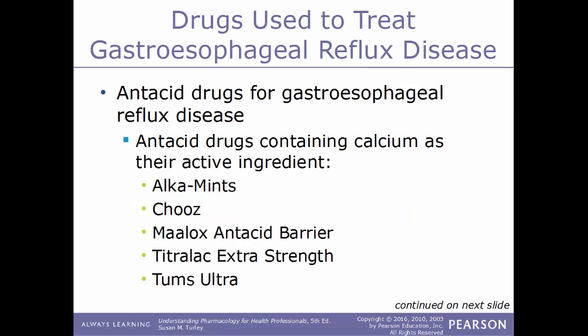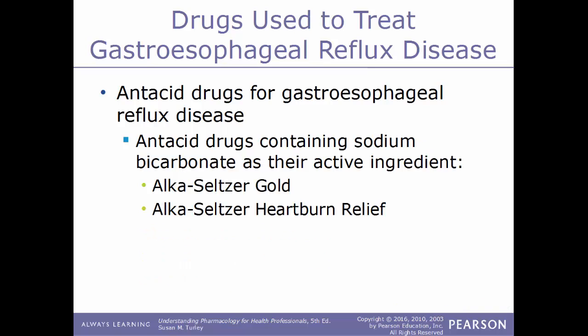Now, antacids that contain calcium as their active ingredient would include Alka-Mints or Chews or Maalox antacid barriers, Titralac extra strength, or Tums Ultra. And antacids that contain sodium bicarbonate as their active ingredient: Alka-Seltzer Gold, and Alka-Seltzer heartburn relief.